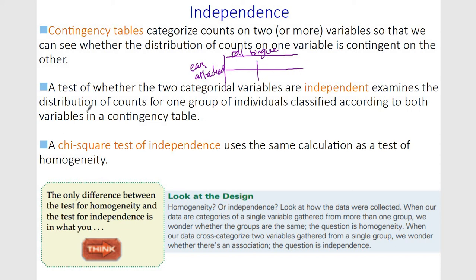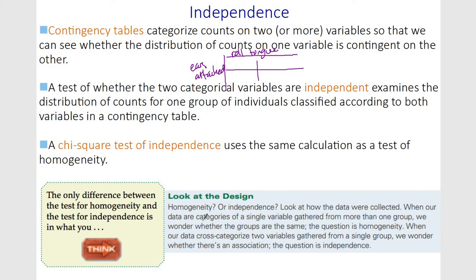Remember? A test of whether two categorical variables are independent examines the distribution of counts for one group of individuals classified according to both variables in a contingency table. You're testing two categorical variables against each other. You want to think about which one you're calling it: is it a test for homogeneity or a test for independence? You have to look at how the data was collected.